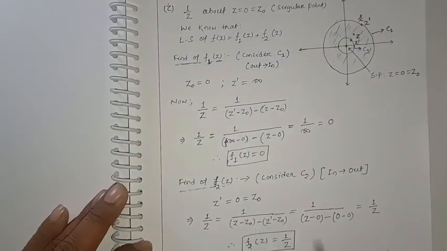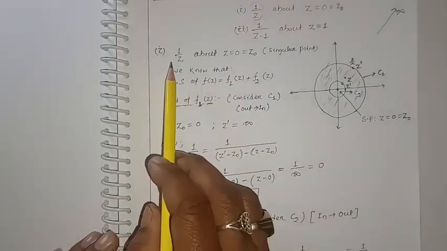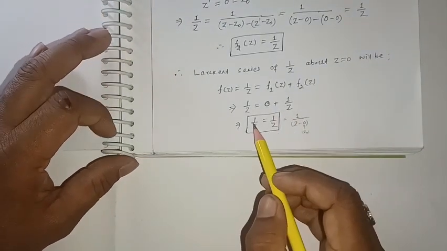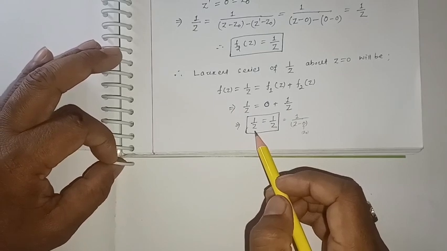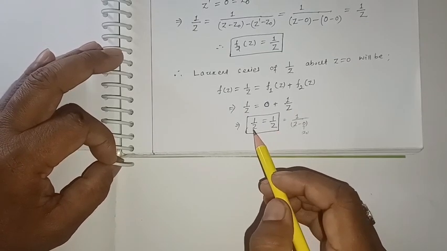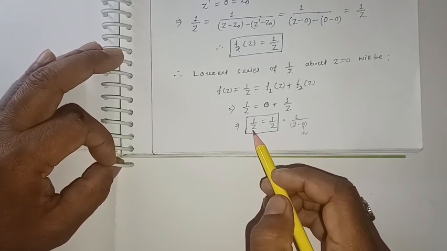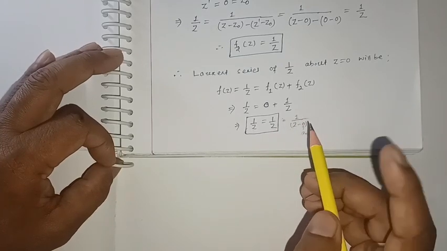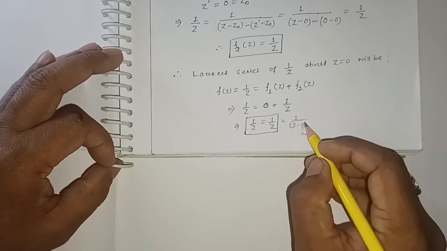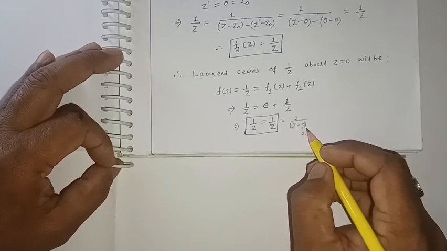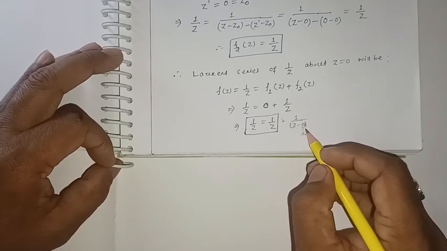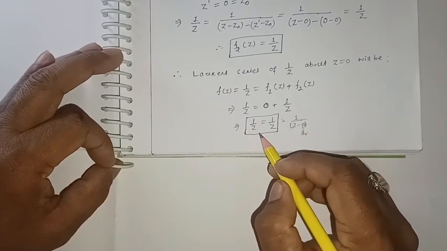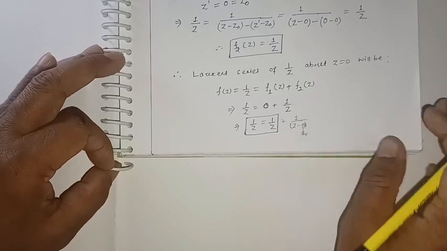And we found the Laurent series of a function about its singular point. That means the function itself we can find here. 1 by z is there, and about its singular point 0, the function itself we find. The Laurent series of 1 by z about z equal to 0 will be equal to 1 by z, or we can write it in this format, 1 by (z minus z0). But keep in mind that the Laurent series will always be in this 1 by (z minus z0) format. So here z0 is 0. So the Laurent series of 1 by z about z0 equal to 0 will be 1 by z.